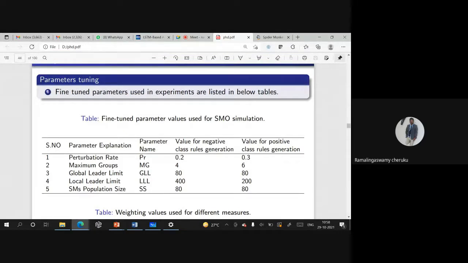What are those five parameters we have to take into consideration when generating rules from the given data set using SMO? The SMO has the following five parameters: the perturbation rate, and the maximum number of groups. The spider monkeys roam in groups, so what is the maximum number of groups that should be allowed? And the global leader limit. Usually you will have one leader for each local group, and overall you will have one or two global leaders.